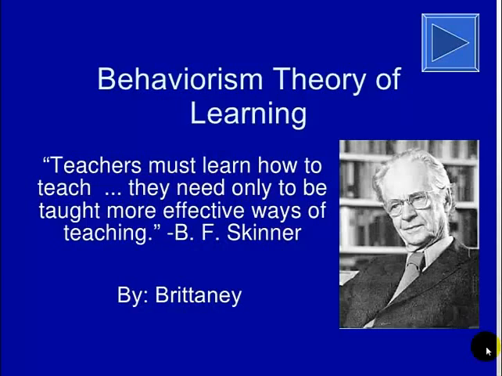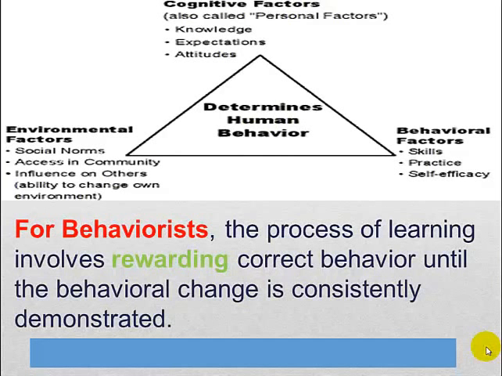Behaviorism is a theory of learning. Teachers must learn how to teach. They need only to be taught a more effective way of teaching, which is stated by Skinner. So here, if we look at this pyramid, human behavior depends on what? Environmental factors such as social norms, access in community, and influences on the ability to change the environment. Another base behavior factor is skill, practice, and self-efficacy.